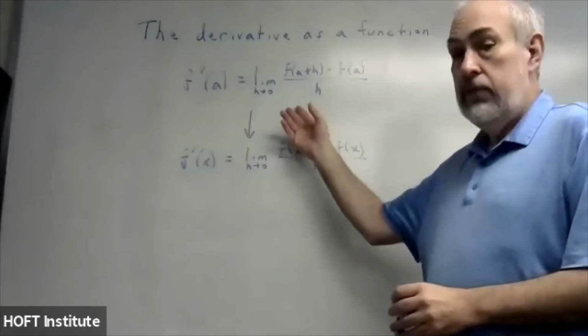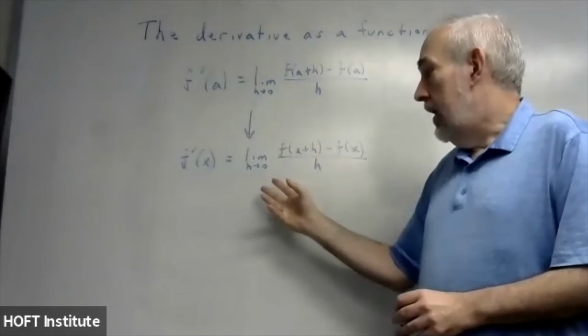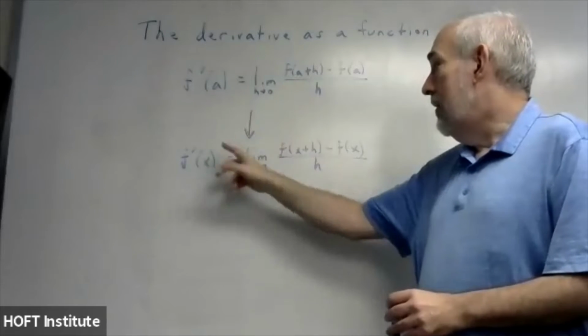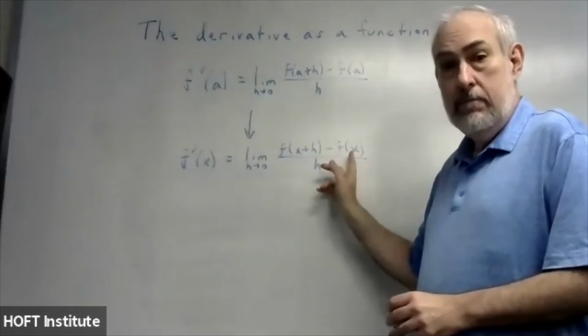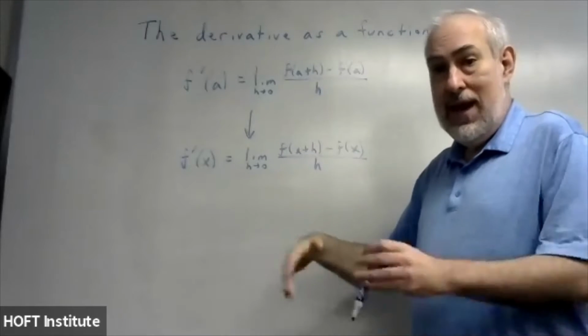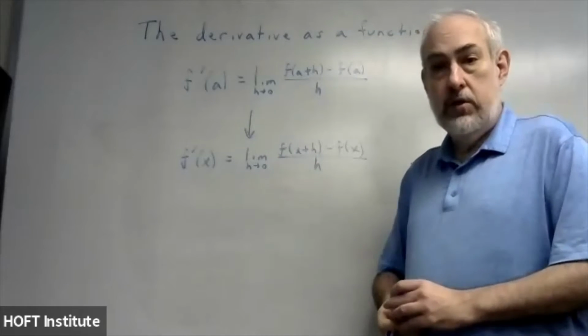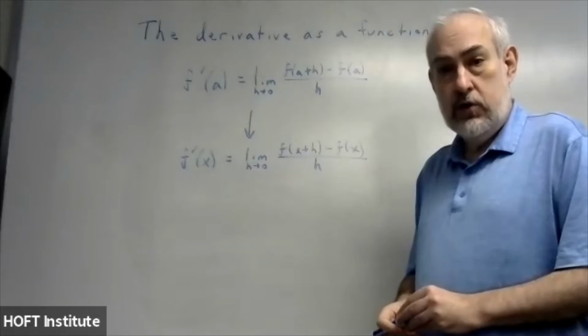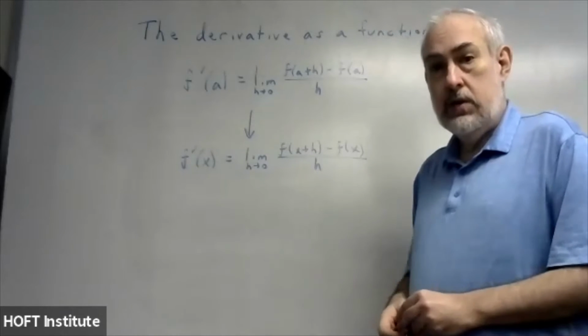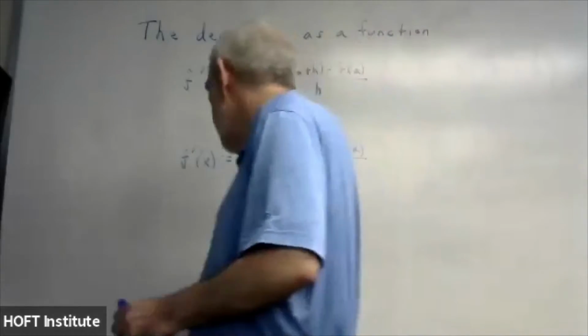So this is our definition of the derivative of a function at x equals a. And all we're going to do is replace the a with x's instead. And now we can talk about the derivative of the function at any value of x. Okay? So this is going to be our definition of the derivative of a function at any value x. So I'm going to use this definition and do a quick example.